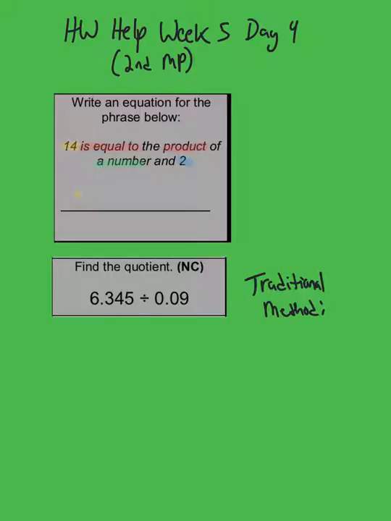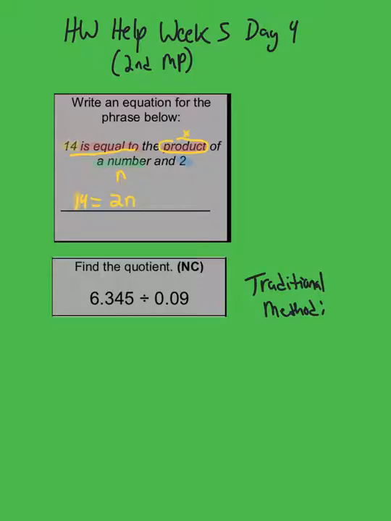The 14, now I do want the pencil. The 14 is equal to, we got that. Product, you need to know product means multiplication. The product of a number, so we don't know the number, so we use a variable. I'm going to use n, and 2. So the product of a number and 2 means a number times 2. Now in algebra, we tend to write this as 2n. That's our equation. Didn't say to solve it, so that's all we had to do.